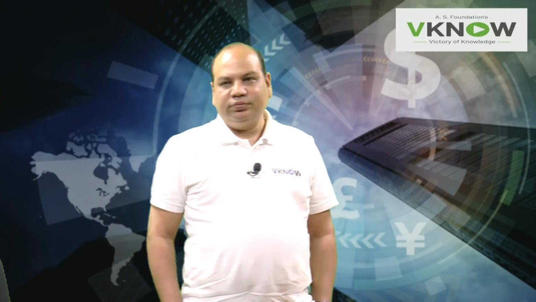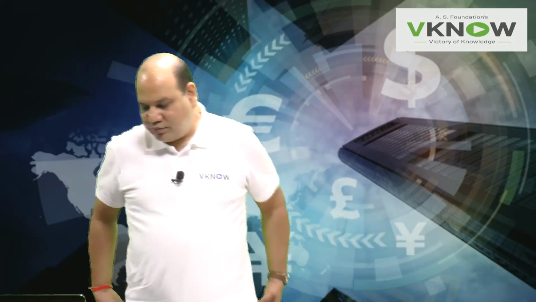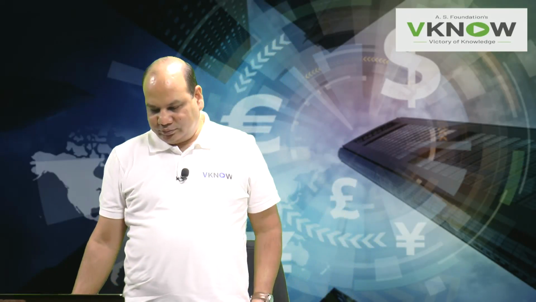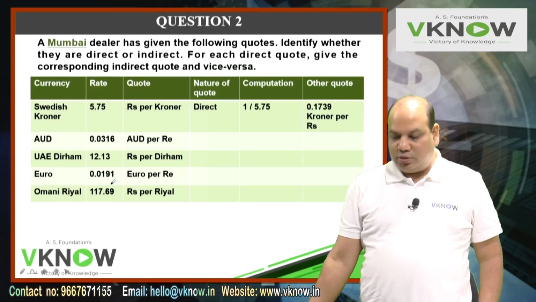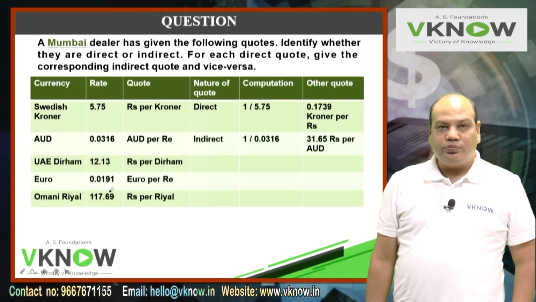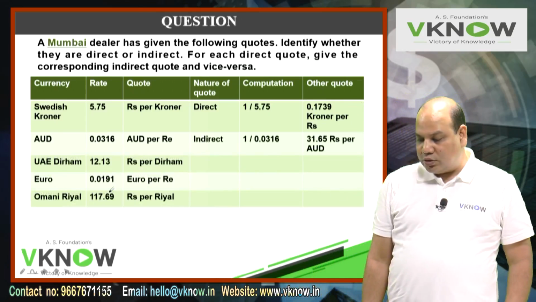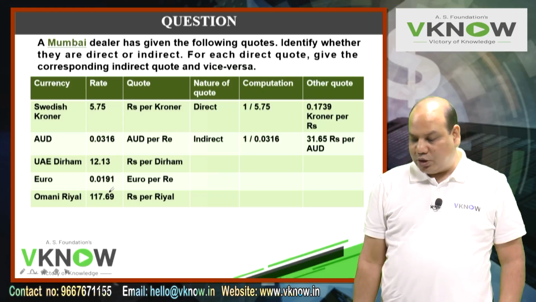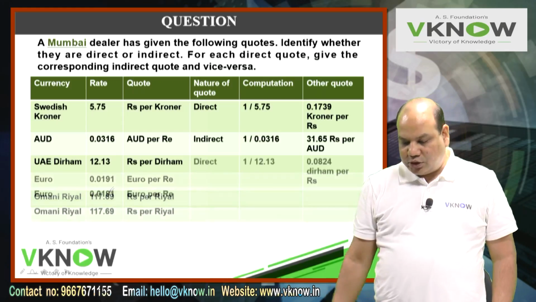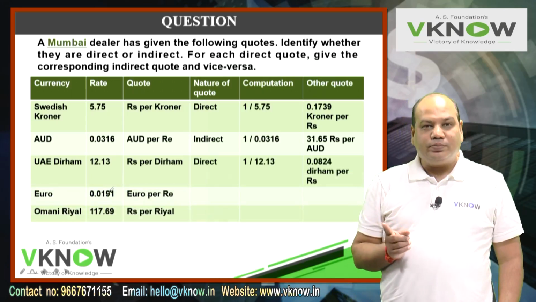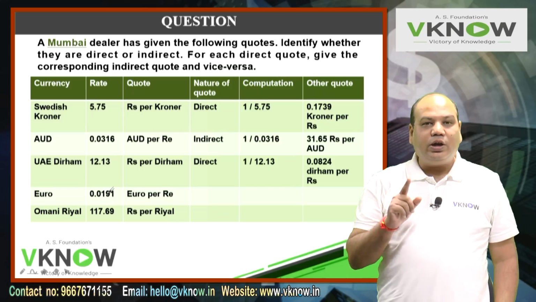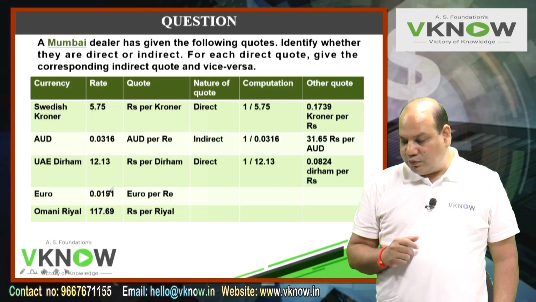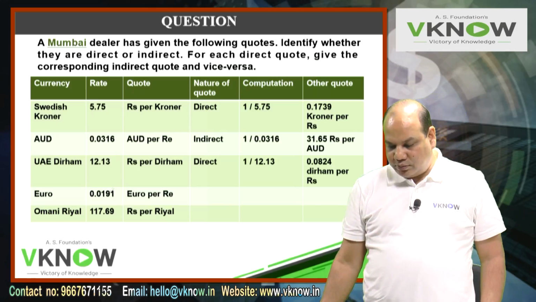Okay, done. Let us check the answer now. Dear students, please check the answer. The second one, Australian dollar per rupee, is an indirect quote and the other quote is 31.65 rupees per Australian dollar. Check the third one. Rupee per dirham is a direct quote in Mumbai. Its equivalent indirect quote is 0.0824 dirham per rupee.